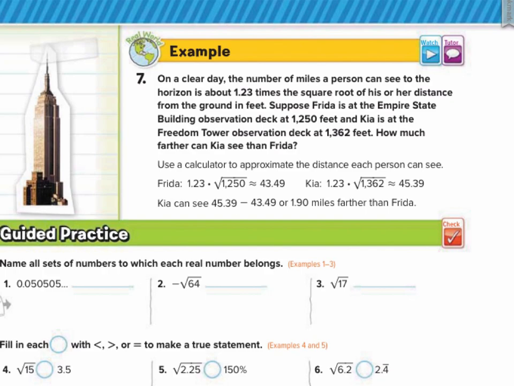All right, so we're taking our 1 and 23/100 times the square root of their heights. 1 and 23/100 times the square root of 1,250 is about 43 and 49/100. 1 and 23/100 times the square root of 1,362 is equal to 45 and 39/100. Subtract, and you get 1 and 90/100. So 1 and 90/100 miles further is what Kia can see than Frida.